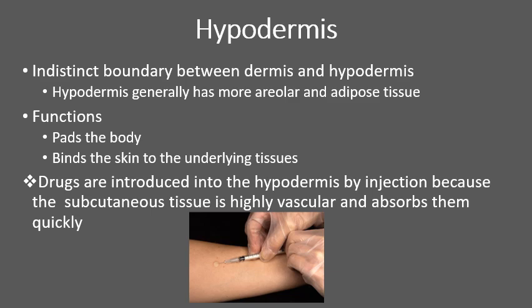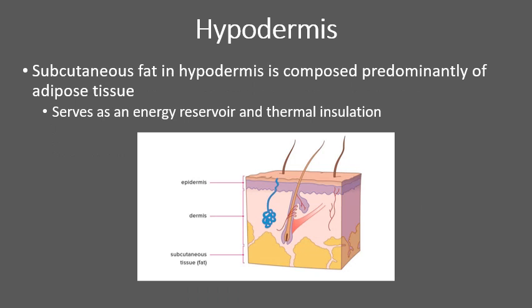An interesting fact: drugs are introduced into the hypodermis by injection because the subcutaneous tissue is highly vascular and absorbs them very quickly. So that is why we inject medication into the hypodermis layer of the skin. The subcutaneous fat in the hypodermis is composed predominantly of adipose tissue, and this serves as an energy reservoir and thermal insulation of the body. In this image, you can see the epidermis, the dermis, and then you can see the subcutaneous fat of the hypodermis.